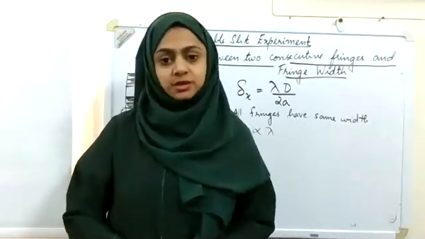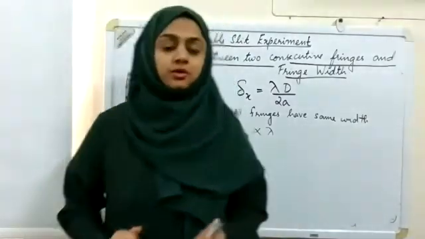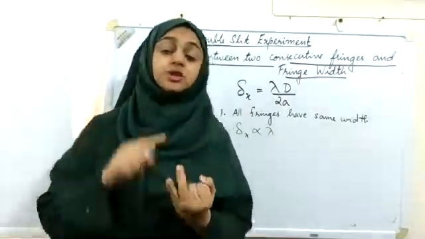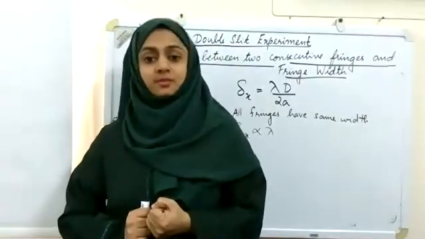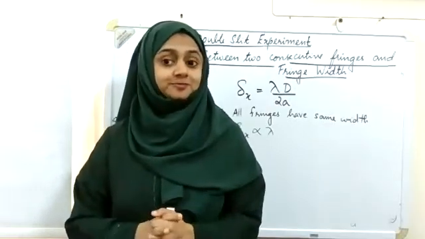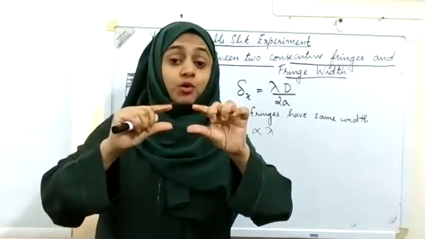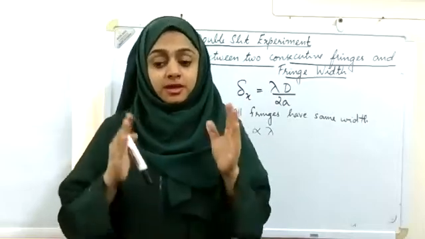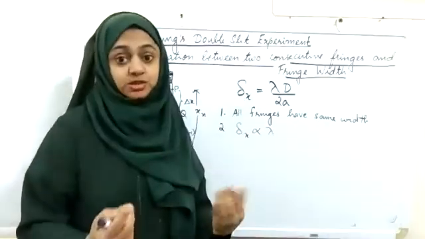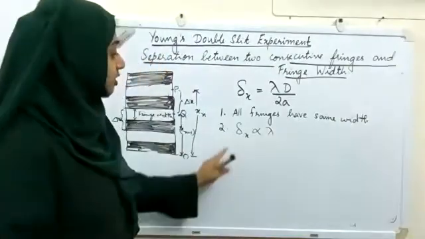Now let me ask you something. Which one will be more clear if I use red light or blue light? Red, right? Why? Because it has more wavelength. So the fringe width will be more and more observable compared to blue light. So the more the wavelength, the more will be the fringe width and more resolution it will have. So that is the second point to be noted.